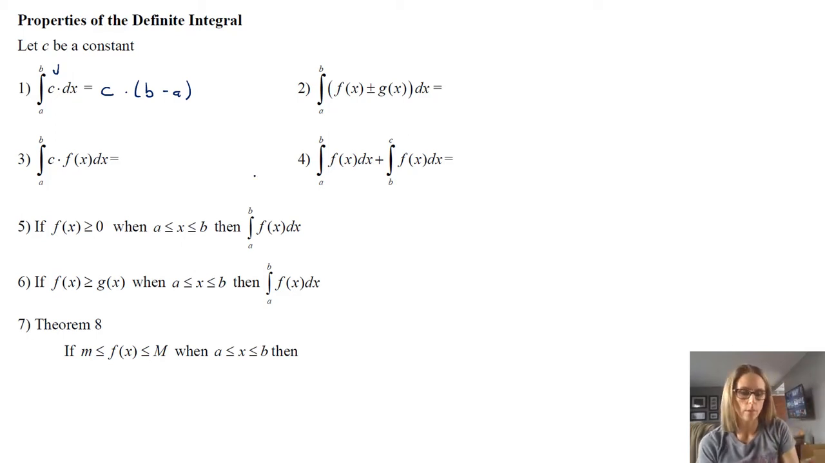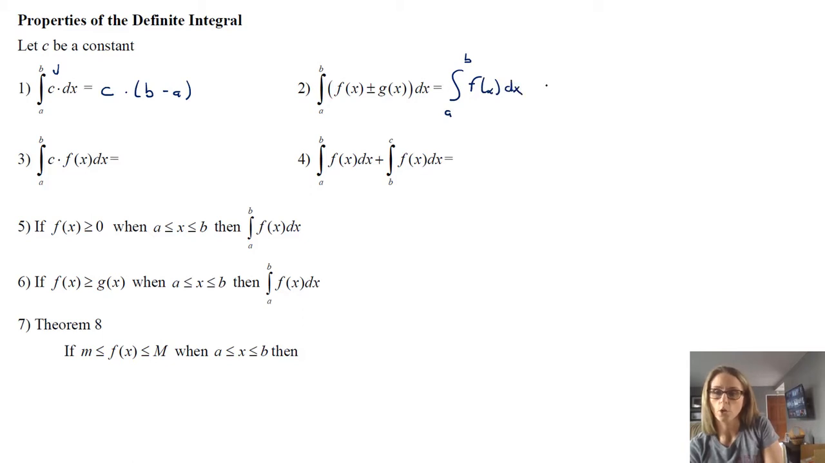being the width. The number 2 property is kind of handy because it allows us to take apart the integrals and add and subtract them from each other.